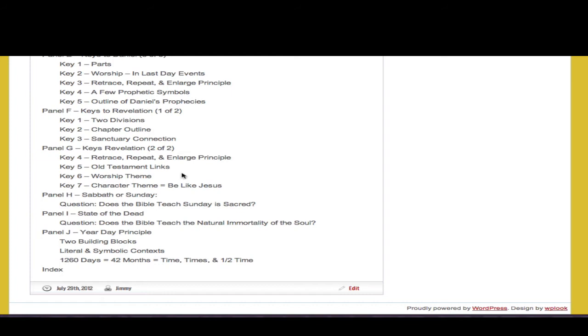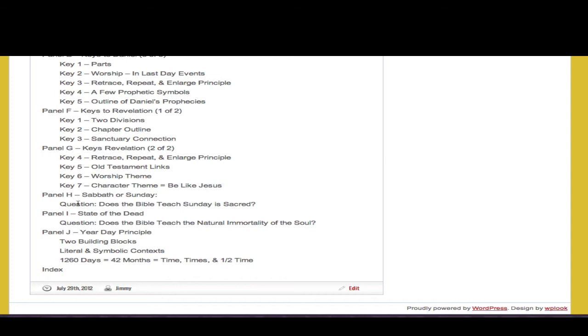Key 6 talks about the worship theme that will be seen in the end times. And key 7 is one we should expect. The key theme here is character, namely to be like Jesus. When we go through the book of Daniel and Revelation, we should notice Christ coming forward in each area.